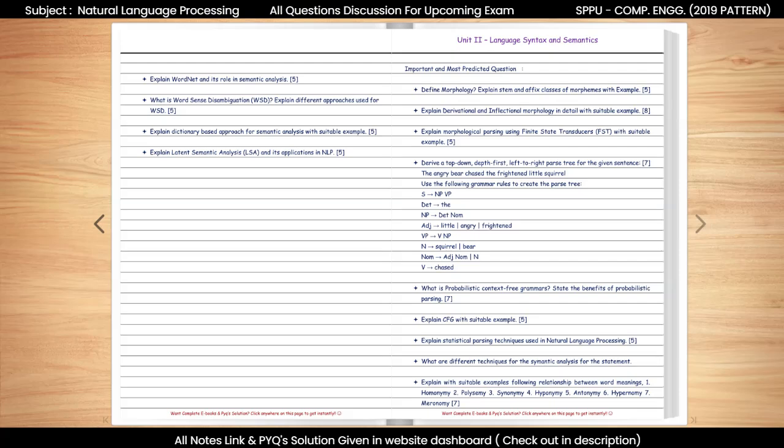With this, students, we complete Unit 2. And if you revise these explanations carefully and confidently, you are fully prepared to score excellent marks and build a strong understanding of language syntax and semantics.